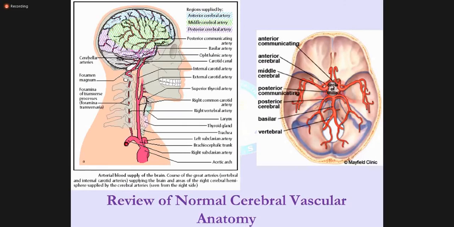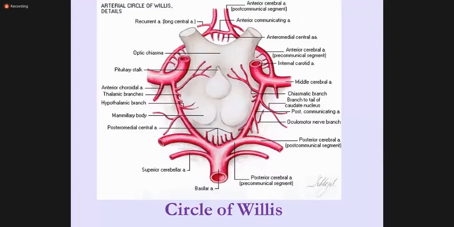Okay. Here, again, the revision of basic anatomy: what supplies the brain, what is the normal cerebral vascular anatomy. It is supplied by two internal carotid and two vertebral arteries, making the famous circle of Willis, supplying the anterior and posterior cerebral circulations.